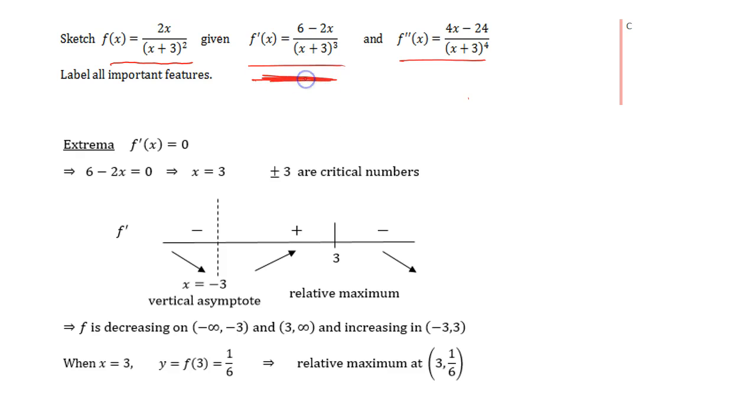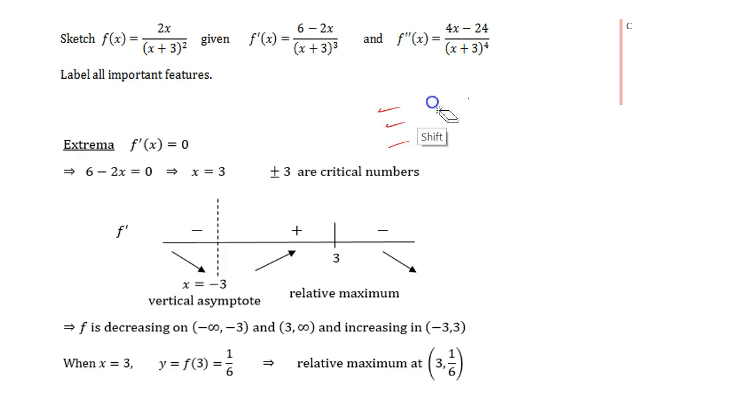extreme points, relative max, relative min. And with the second derivative, we're going to find points of concavity, inflection points. And you're asked to label all important features. So really for us, it's extrema, inflection points, intercepts as before, and with rational functions, we're going to have to find asymptotes. Okay, so those are the four main features that we'll look at.